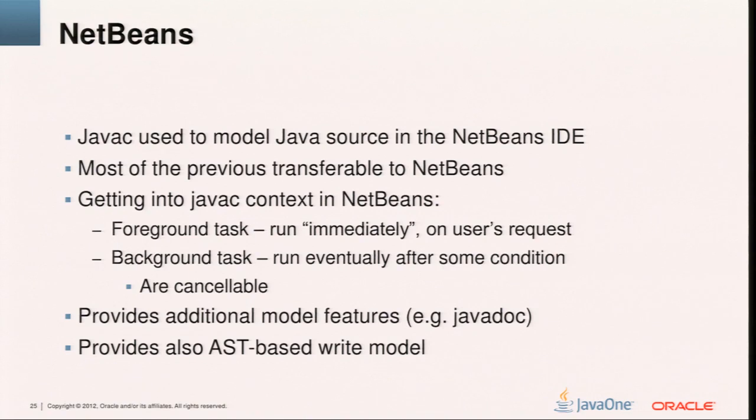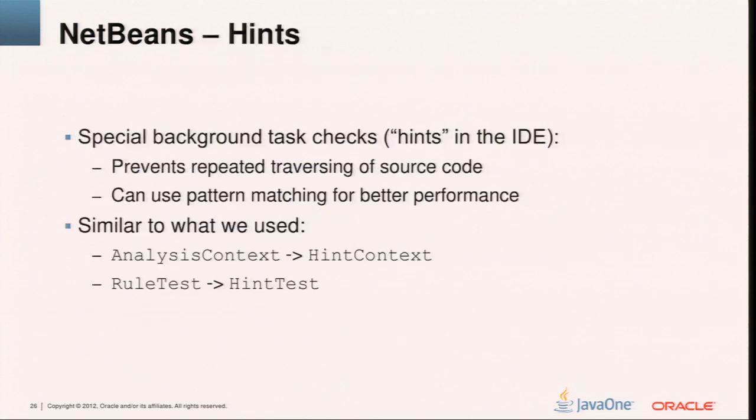tasks which produce the warnings, for example, and these are run after, for example, a change in the editor on the background when there is, let me say, time to run these. Inside NetBeans, we have also some additional features in the model, for example, Javadoc at this time, and we provide an AST-based model for writing. And basically, NetBeans hints are warning providers, and it's more or less what you have seen in the example for the NetBeans collection remove.